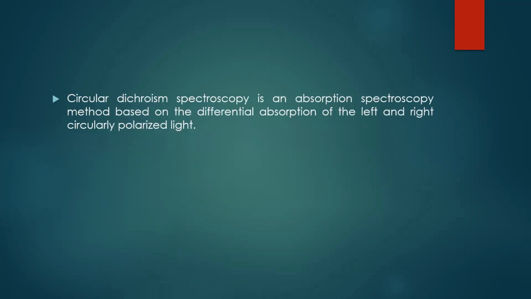So what is circular dichroism? Circular dichroism spectroscopy, like our normal spectroscopy, is also based on Beer-Lambert's law. Here we are measuring the absorption difference between two different types of light, the left circularly polarized light and the right circularly polarized light. This difference between the two is what helps us detect what is present in our sample. So circular dichroism is an absorption spectroscopy method based on the differential absorption of the left and the right circularly polarized light.